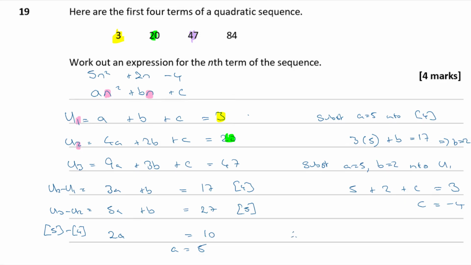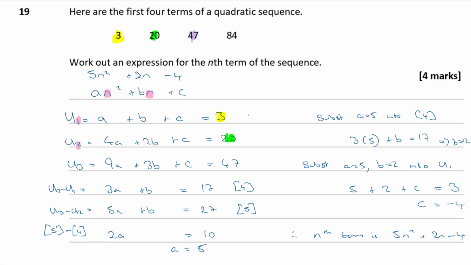Therefore, the nth term is 5n squared plus 2n minus 4. Okay. Now, why do I like this way better?